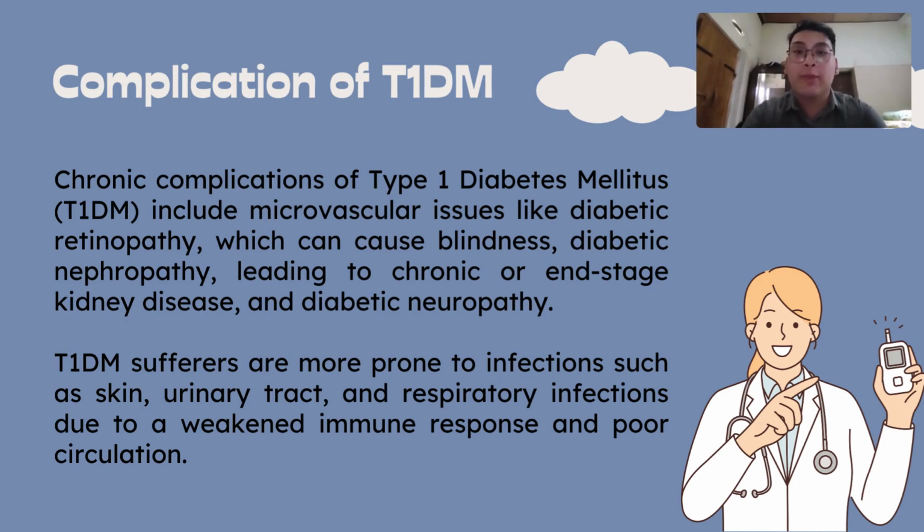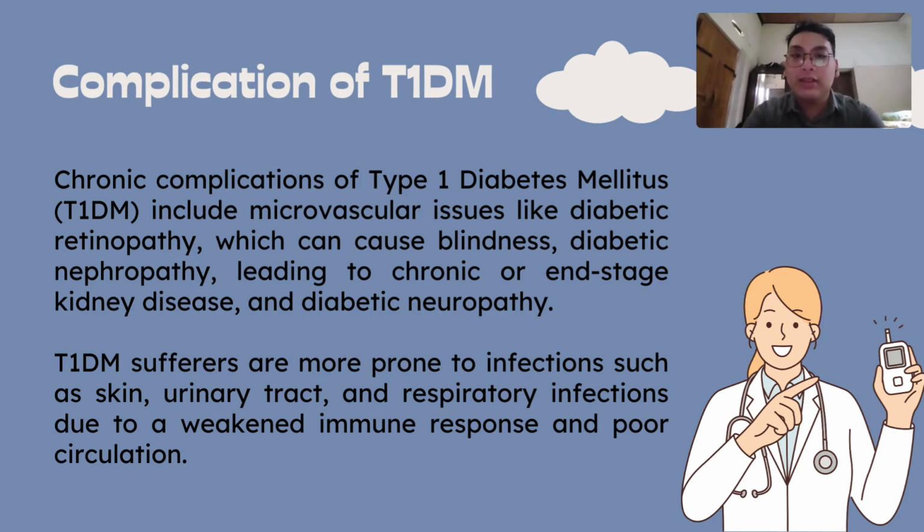Chronic complications of type 1 diabetes mellitus, or T1DM, include microvascular issues like diabetic retinopathy, which can cause blindness, diabetic nephropathy leading to chronic or end-stage kidney disease, and diabetic neuropathy resulting in nerve damage that causes pain, tingling, and numbness and can affect the autonomic nervous system. Macrovascular complications include cardiovascular disease and peripheral arterial disease, increasing the risk of heart disease, heart attack, stroke, and reducing blood flow to extremities, leading to ulcers, infections, and amputations.